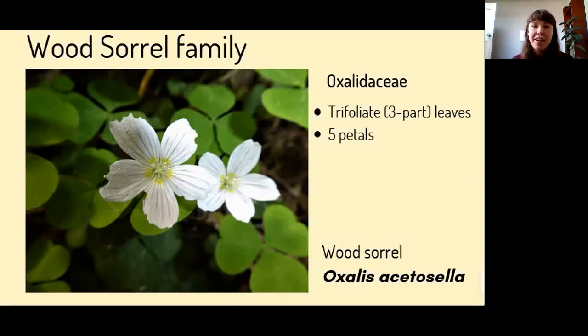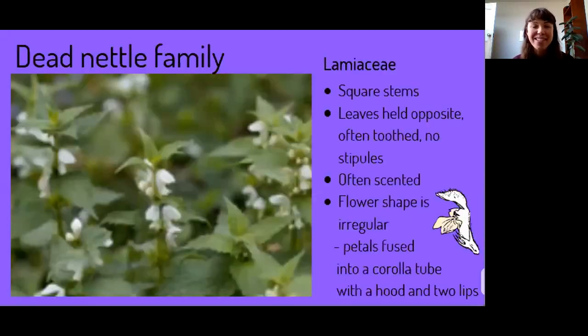Wood sorrel is another sign of spring. It's found in dry, shady woodlands. And the word sorrel comes from the French, which means sour. This plant contains oxalic acid, and it actually used to be used to treat scurvy. I've just found this out when researching the talk, but I thought it was a good fact.